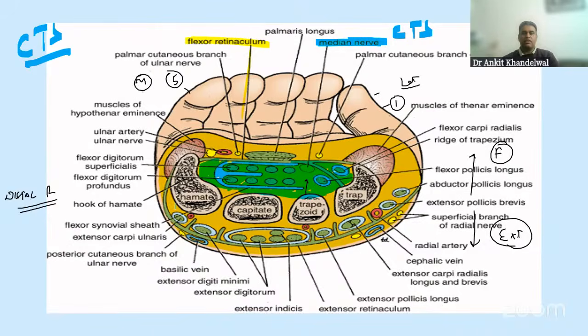Okay, then sir, what lies superficially? All these structures, they lie superficial to the flexor retinaculum. So the flexor retinaculum forms a divide, and deep to it you have structures over here. So these structures lying deep and these structures lying superficial. Whenever there's carpal tunnel syndrome, the structures lying deep to the retinaculum are at risk of getting compressed, and mainly it is the median nerve.